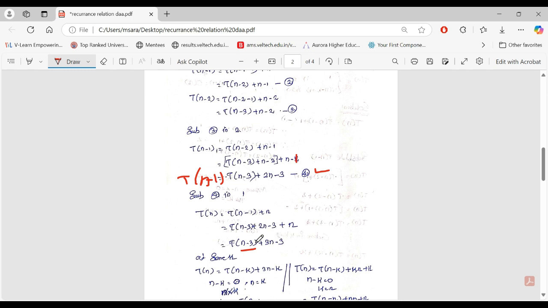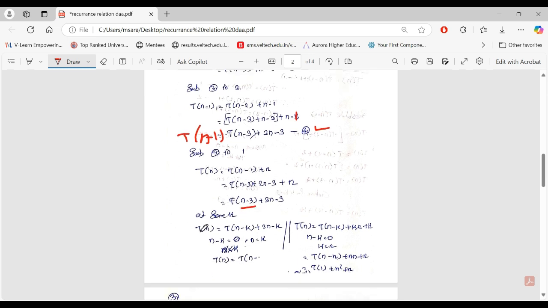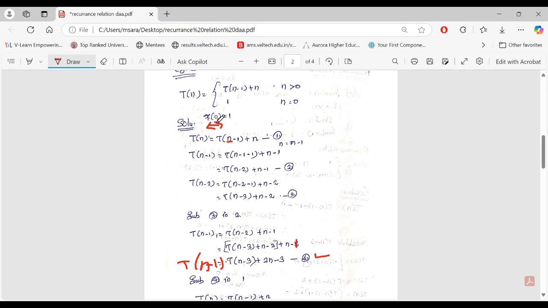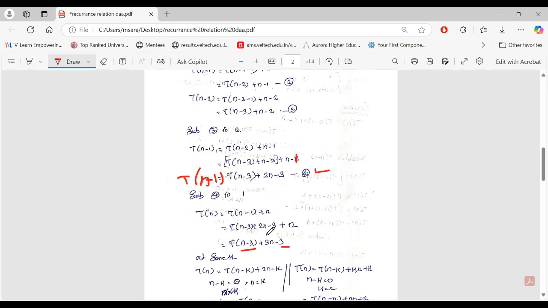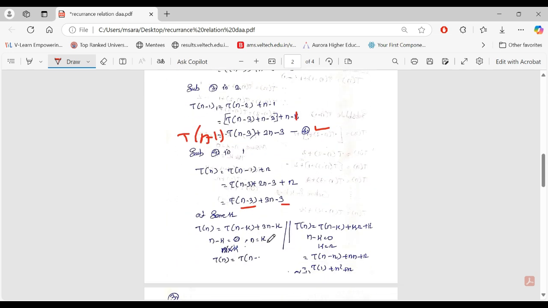That means we have to replace k times. T of n equals T of n minus k plus kn minus k. Wherever the constants are, I have to replace with the k value, so that the term becomes 0. So n minus k equals 0, n equals k. So T of n equals T of n minus k; in T of n minus k, we have to replace that equation, T of n minus 1.